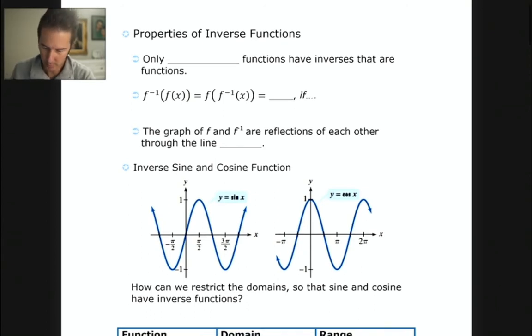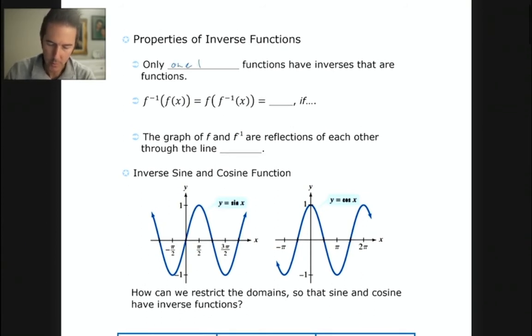So only one-to-one functions have inverses that are functions. And if you have two functions that are inverses, for example, here's an inverse function of f, and here's the original function f, and they're operating on x, or the original function f could be operating on the inverse function, which is operating on x. If those two functions are indeed inverses, then they're going to cancel each other out, just like squaring and square rooting, and you'll be left with just the original value, which in this case is a generic variable, x.